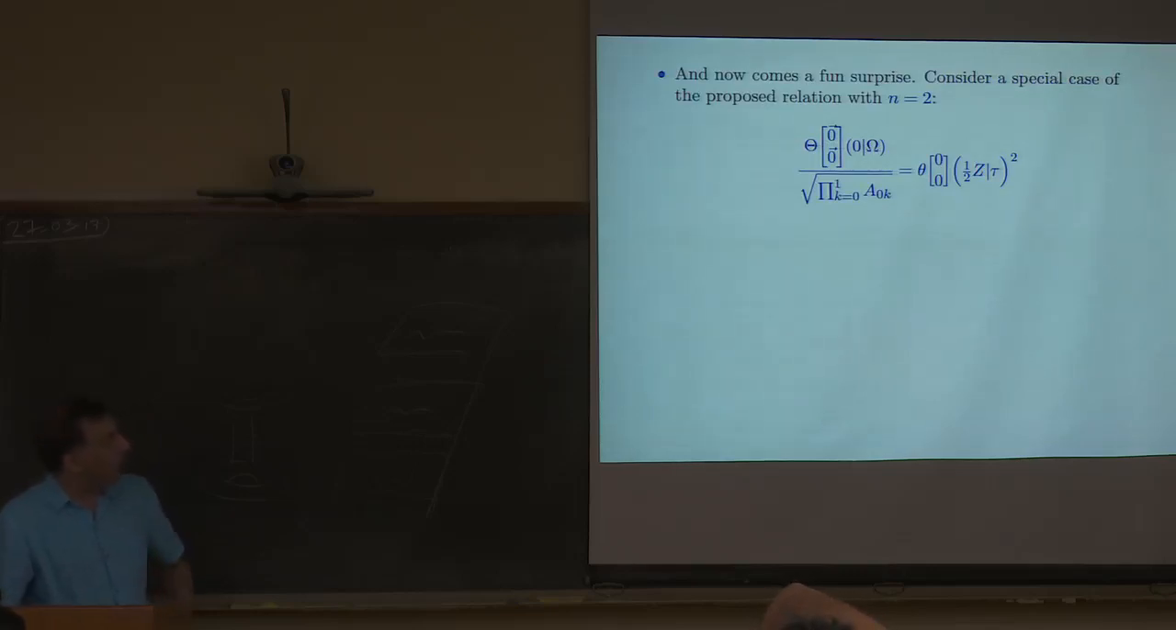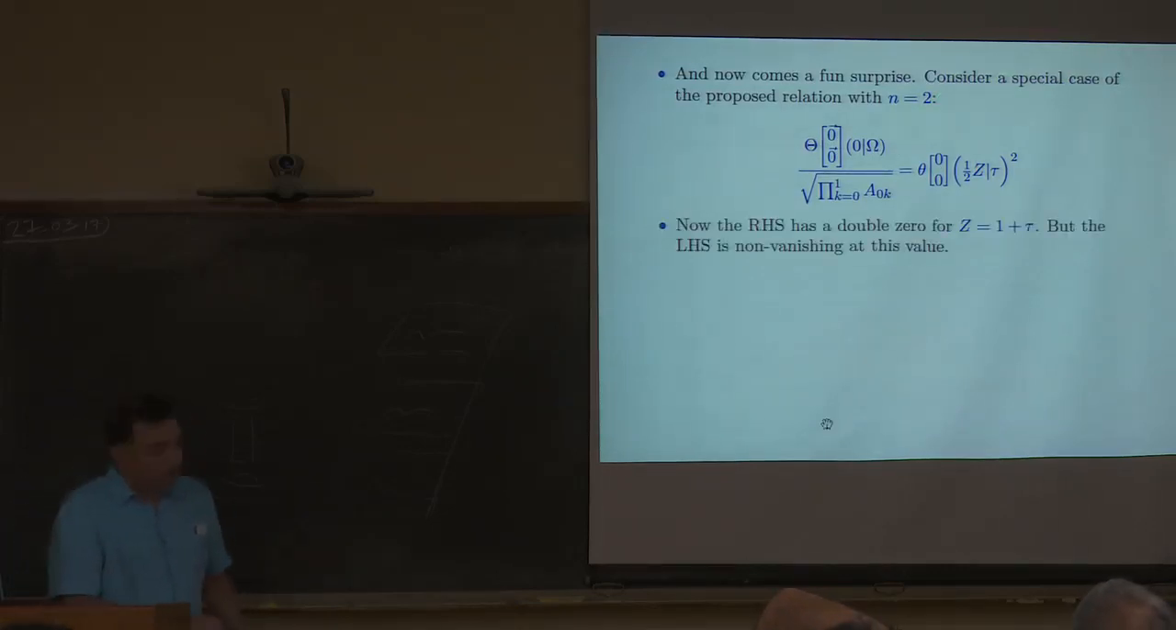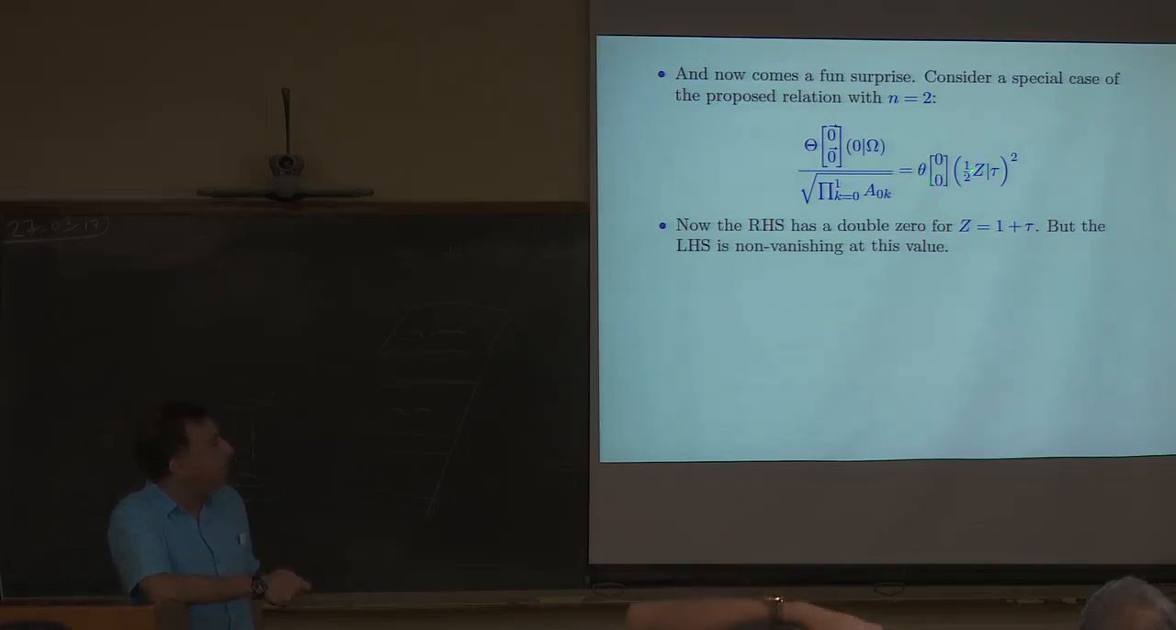But the surprise is the following. Let's just take one particular case with 2 replicas. This is our proposed relation, and you notice that the right side actually has a double 0 when Z is 1 plus tau, because theta 0, 0, which is theta 3, has a 0 at the midpoint of the torus, which is 1 plus tau by 2. So Z is 1 plus tau. Notice that's greater than 1 in particular and also greater than tau. So it's not in the physical region. In fact, capital Z is small z by 2, so small z is 2 plus 2 tau. So it's well outside this torus.